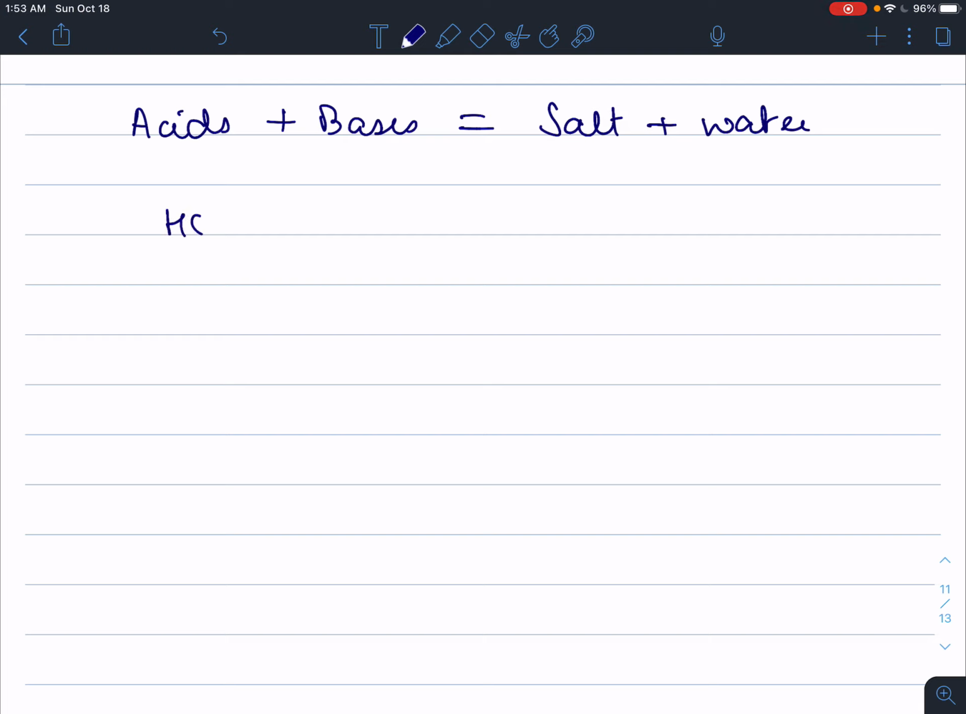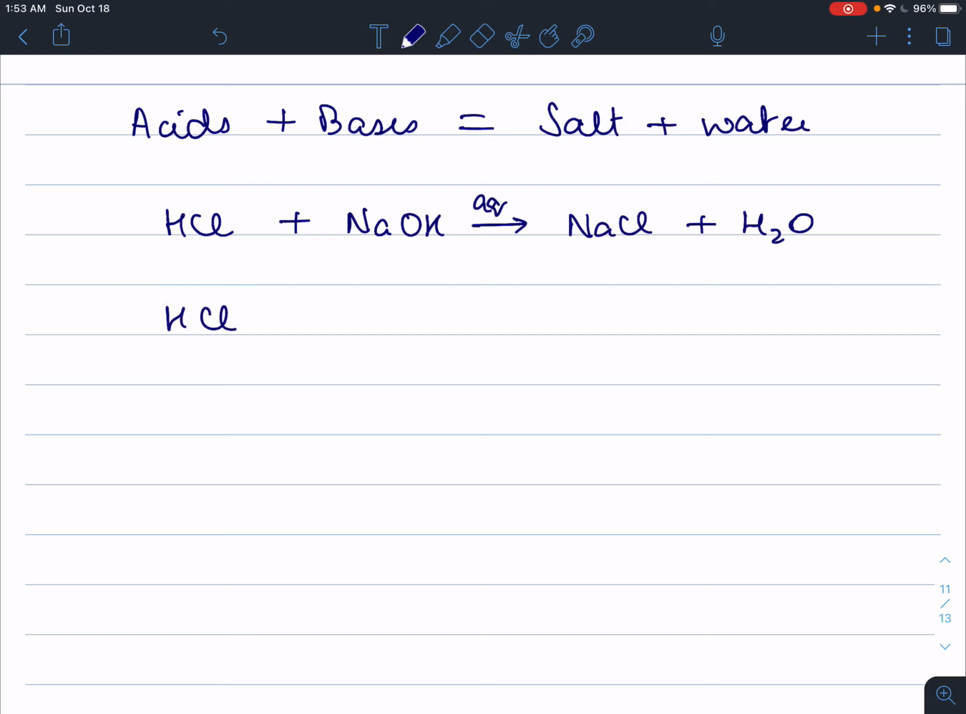Let's take an acid, say hydrochloric acid, and a strong base, say sodium hydroxide. We get NaCl plus H2O. Now how does this happen? This has to be in water. There has to be a solvent for all this to happen.